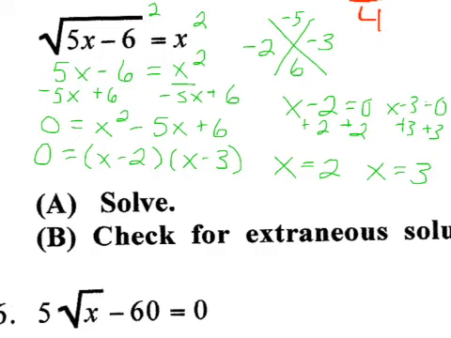Now let's plug in 3. If I plug in 3, I get 15 minus 6, which is 9. The square root of 9 equals 3. So both of these answers are good. None of them are extraneous.